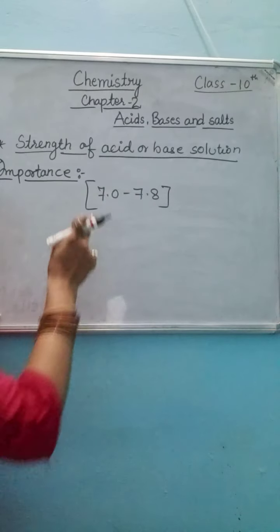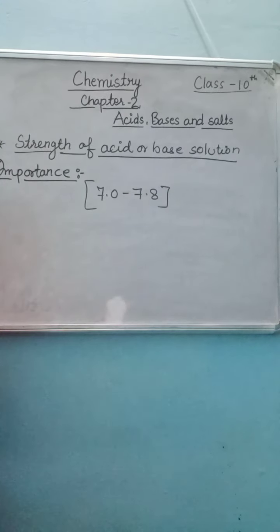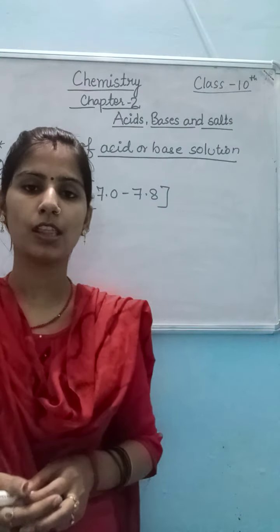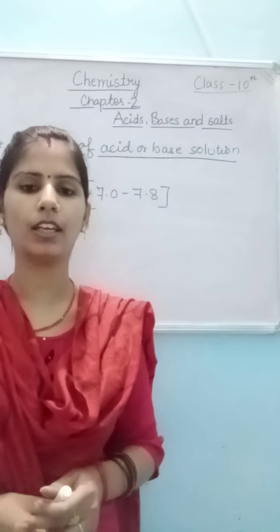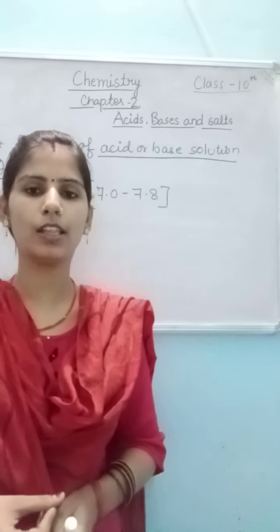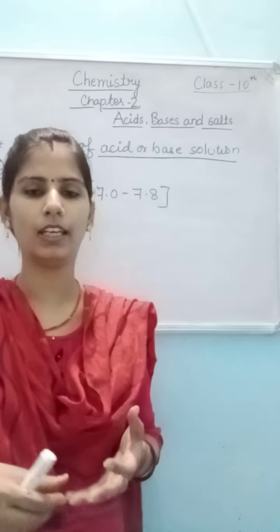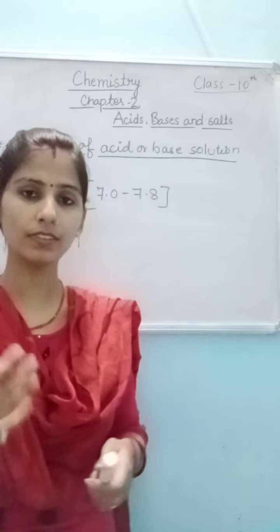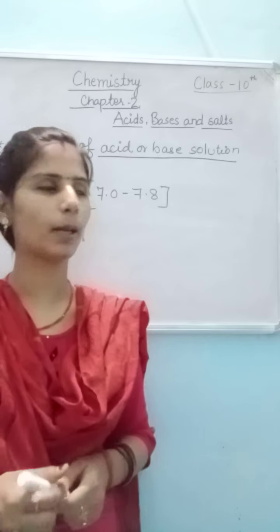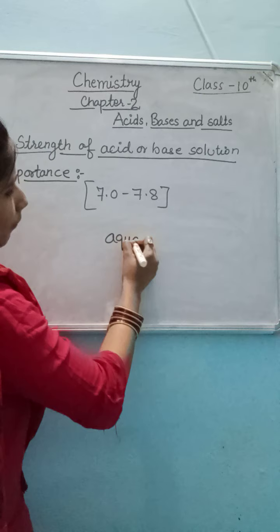If the pH becomes less than 7.0 or higher than 7.8, it affects our daily life. Suppose acid rain is there. If the rain contains acid, the rain is known as acid rain. If acid rain is there, then what happens is that water bodies like rivers, lakes, ponds, etc. acidify or contain acid.